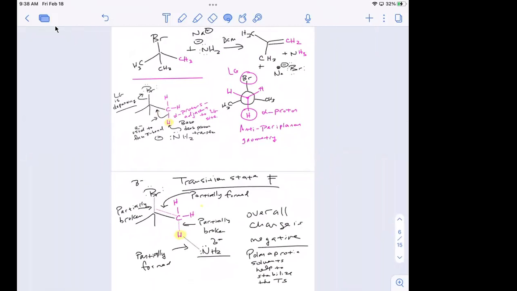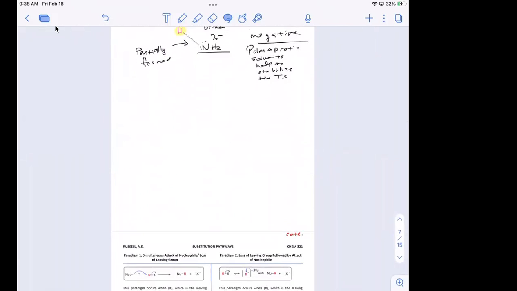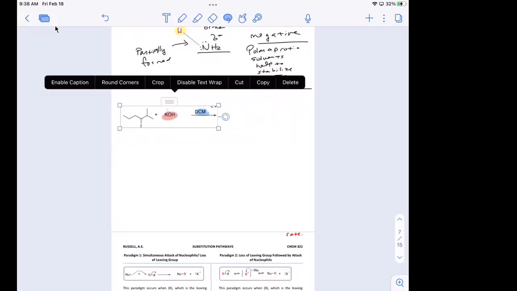All right. Let's go to the next example, the next E2 example. So we got a couple of things that we can pull out of this example to help us.